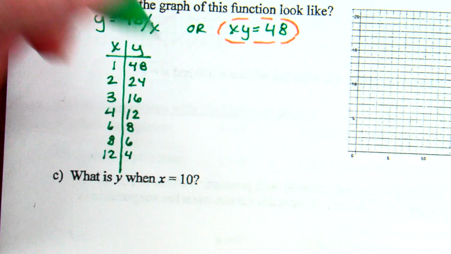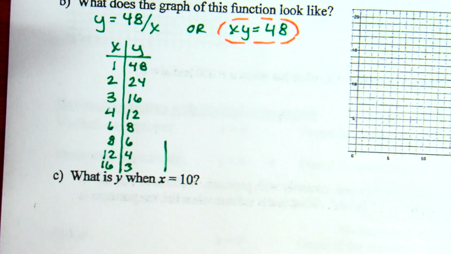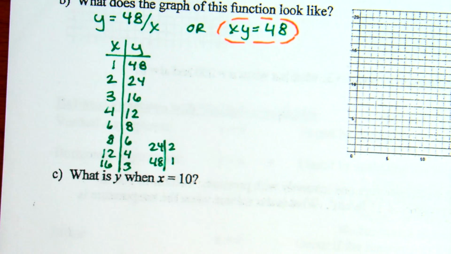So, now, continue listing ordered pairs with me. What's going to come after 8, 6? Can you use the pairs you already have? 12, 4. What's next? 16, 3. I'm running out of room. What's next? 24, 2. And 48, 1.